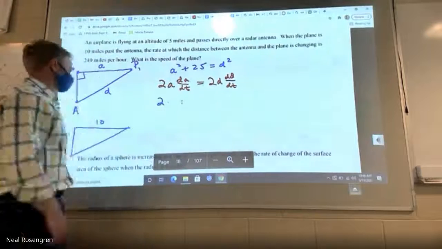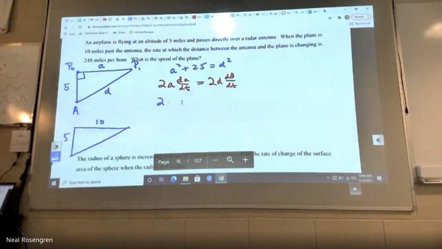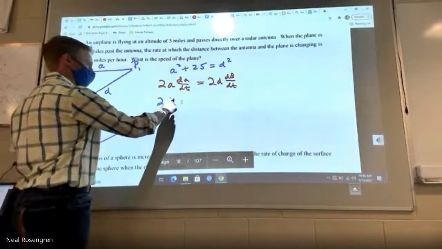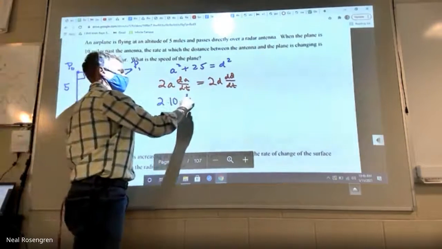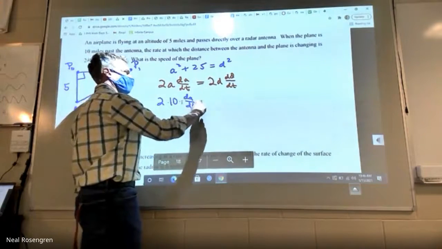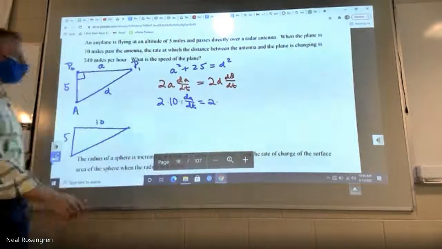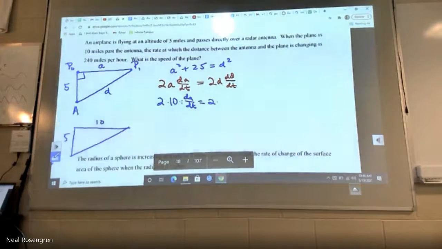2 times. Okay, now instantaneous rates of change and static distances at this moment in time. So A is 10. dA/dt, oh, that's the speed of the plane. That's what we want. We want to figure that out. So dA/dt, leave that as dA/dt. 2 times, yep, there it is. We got to figure out d. So trying to figure out this distance.